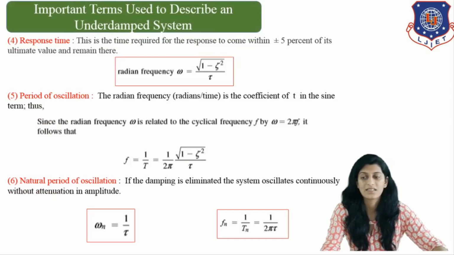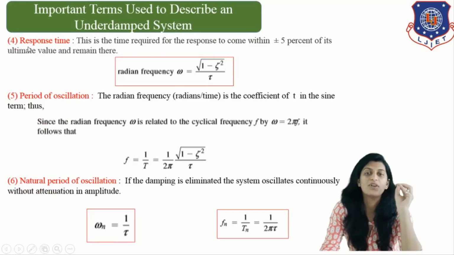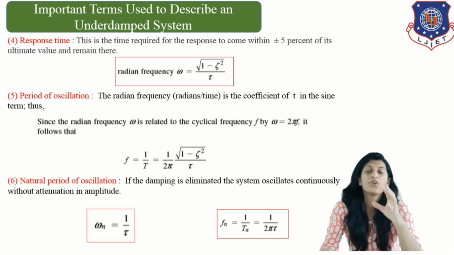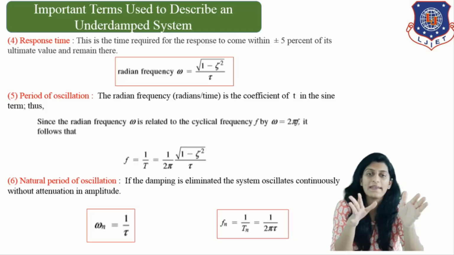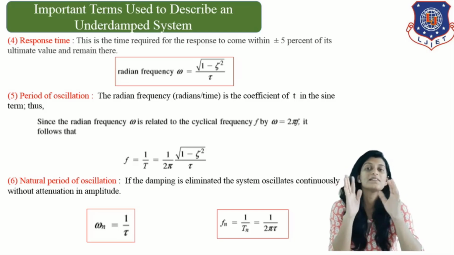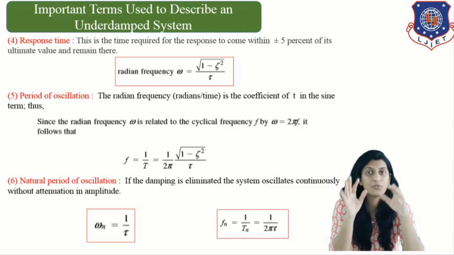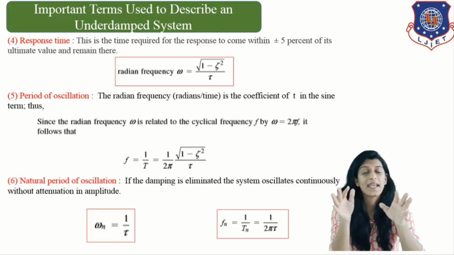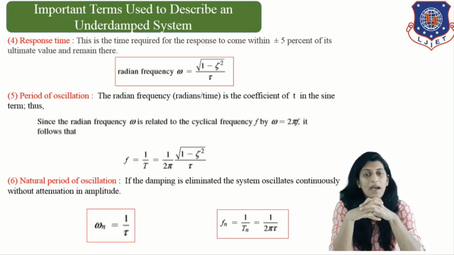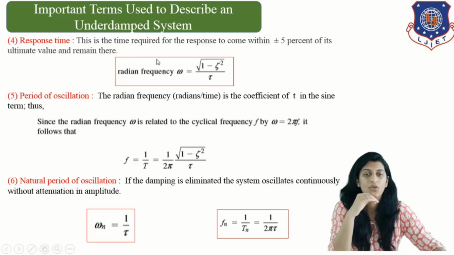Now, the next terminology is response time. What do we mean by response time? Response time is basically the time required by our system to reach plus or minus 5% of ultimate value and remain there. That is, it is the time which is required by a system to get stability in the range of plus or minus 5%. It is denoted by radian frequency and it is under root of 1 minus zeta square by tau, right.